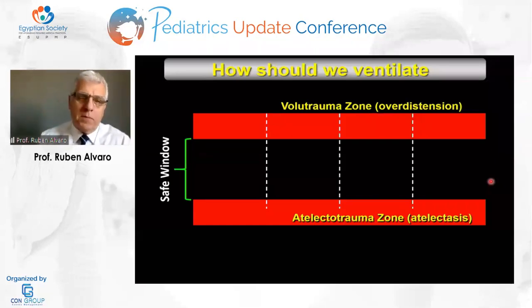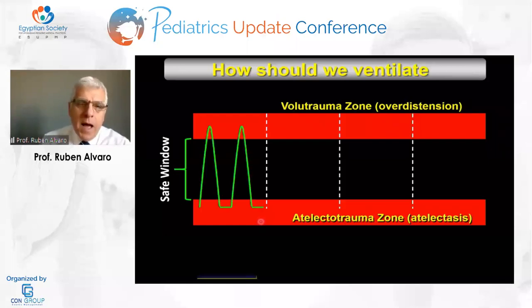So this is an example of the type of injury that you can get when we put a baby on a ventilator. Here we have, on the bottom, the atelectrauma zone or atelectasis. And on the top, we have the volume trauma zone or overdistension. And here is our safe window in the middle. So we should be ventilating in this area only, avoiding the top part and the lower part. So when we use high tidal volumes and low PEEP, we can get both injuries. We can get atelectrauma and we can get volume trauma.